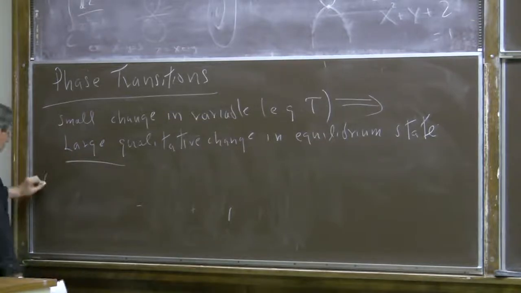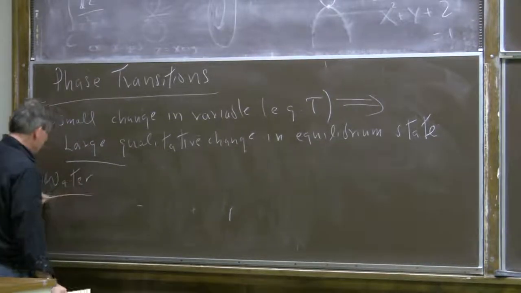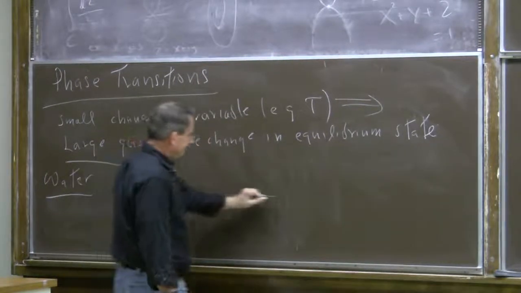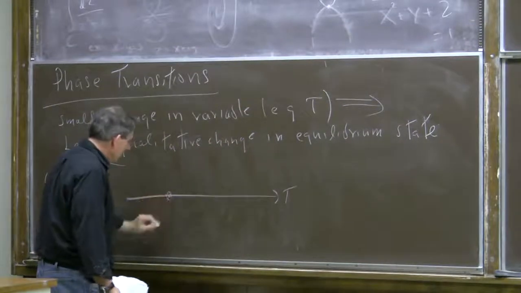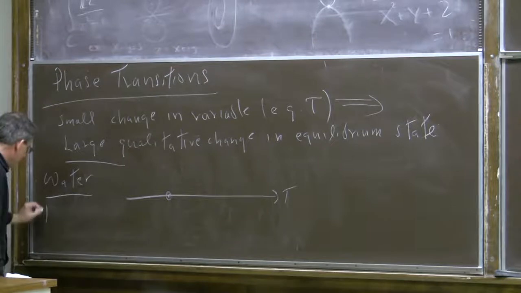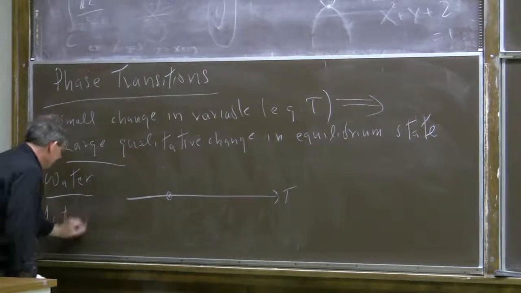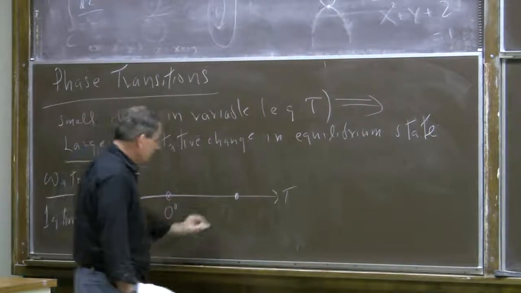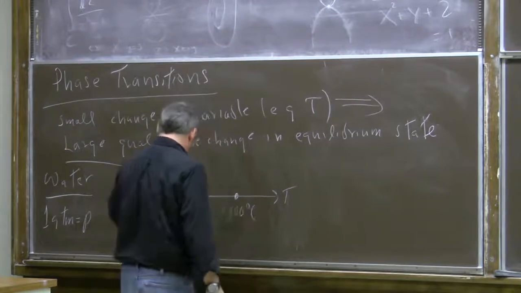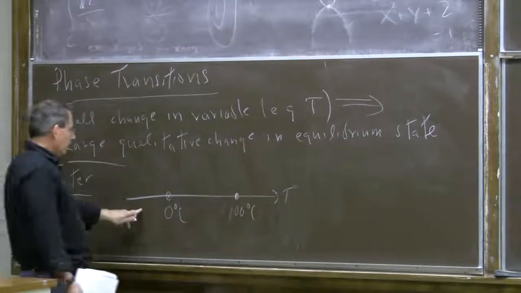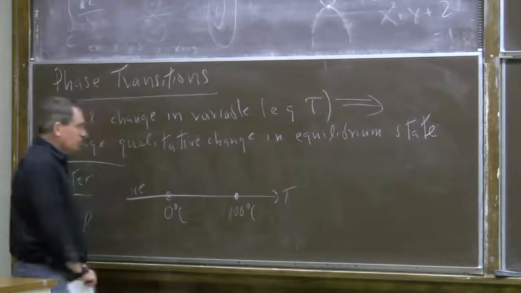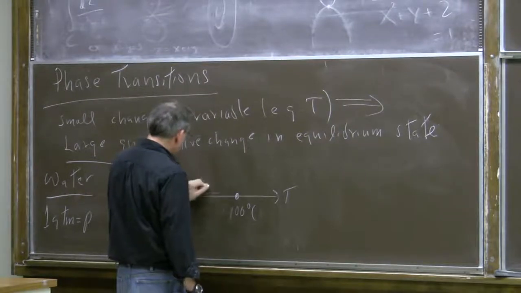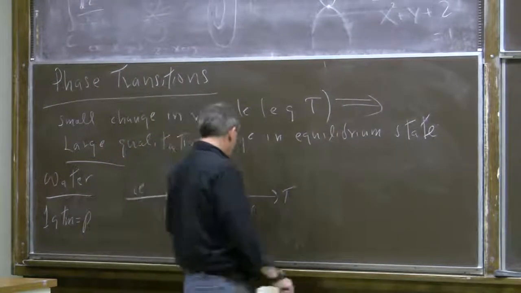So, one well-known example is the three phases of water. If I consider varying the temperature, and let's say I'm considering water at 1 atmosphere pressure, then there are two phase transitions, one at 0 degrees C, one at 100 degrees C. Below 0 degrees C, the water is solid, it's ice. Between 0 and 100, it's liquid water. Above 100 degrees, it's steam.